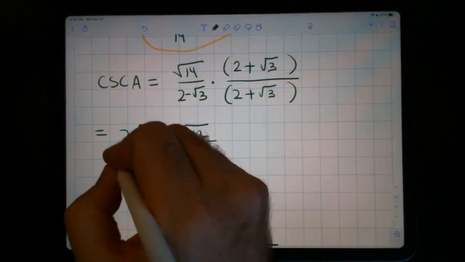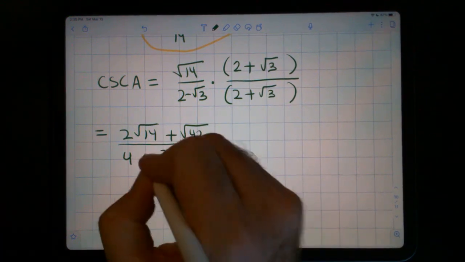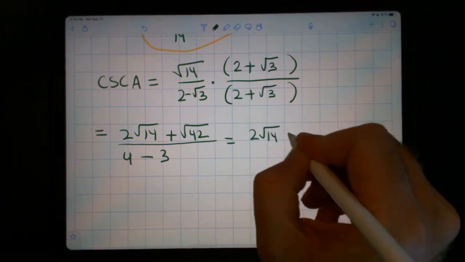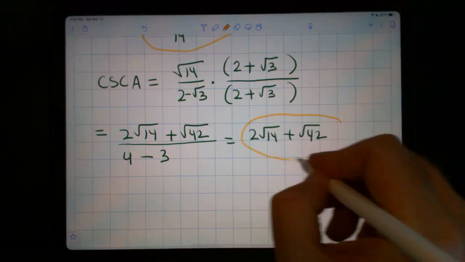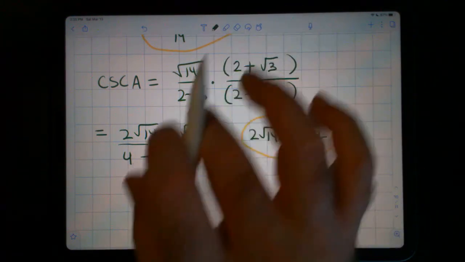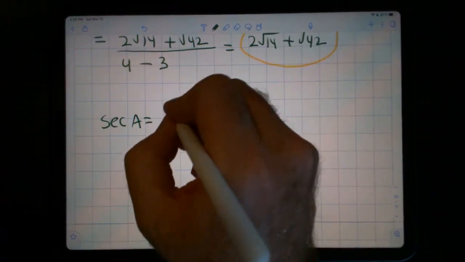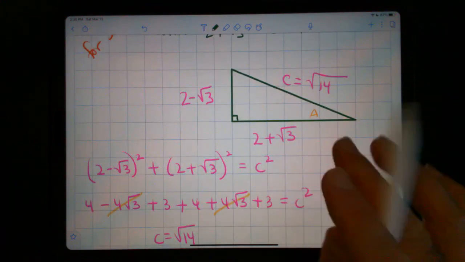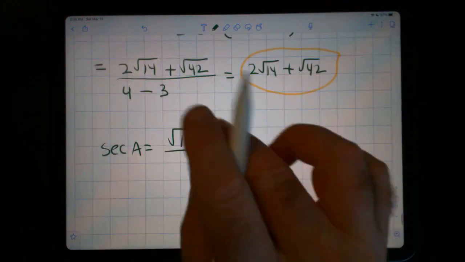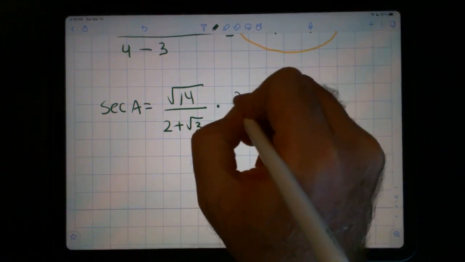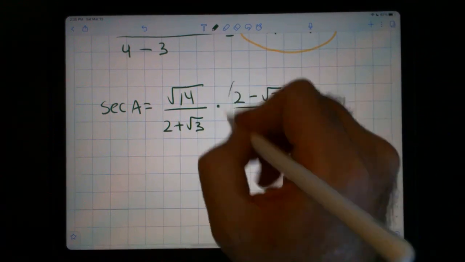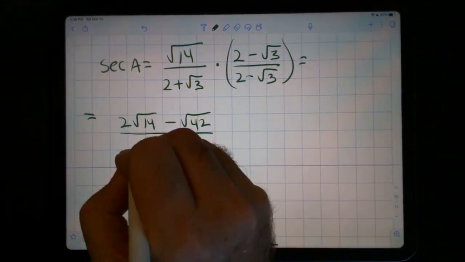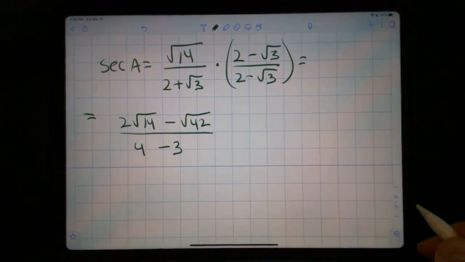And then the denominator, you're going to square the first term, you're going to square the second term, and then subtract them. That's the difference of squares. Okay, 4 minus 3 is 1. So that is cosecant of A. Okay, then we need secant of A. Secant of A is going to be your hypotenuse over the adjacent side. The adjacent is 2 plus radical 3. And again, we're going to multiply this by the conjugate. Square the first term, square the second term, and subtract.